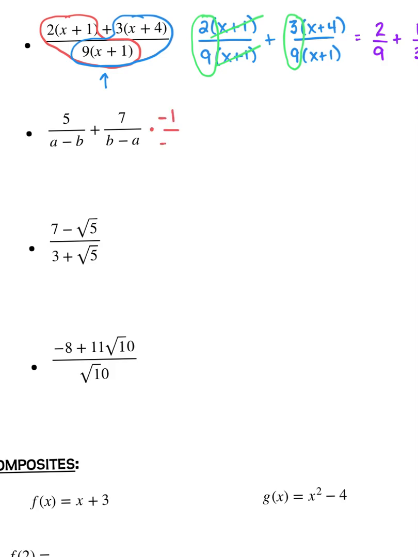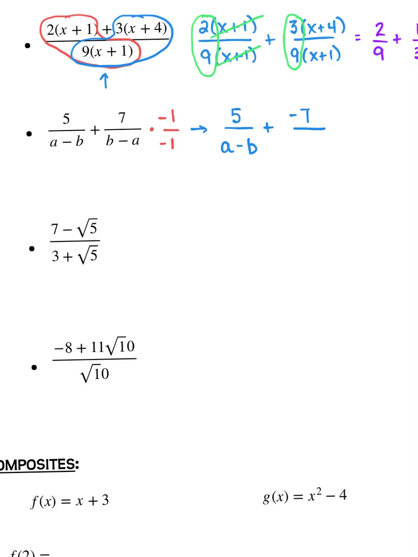And I want to show you what that's going to do. So if I do that, let me just rewrite what I have now. My first fraction is staying the same. So this is 5 over a minus b plus. Now my second fraction is -1 times 7 on the top. So I have a -7 here now.